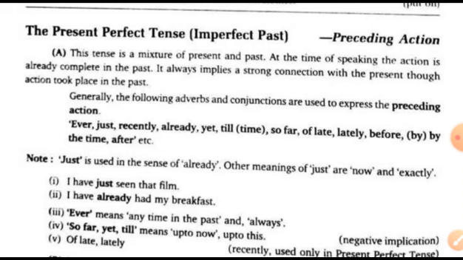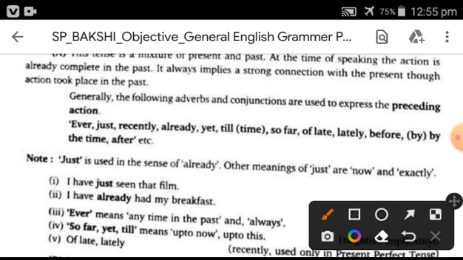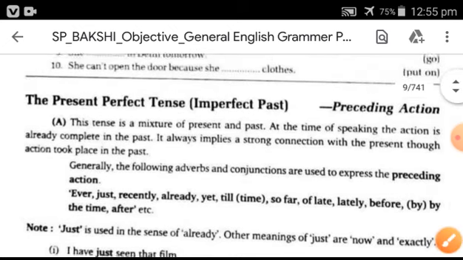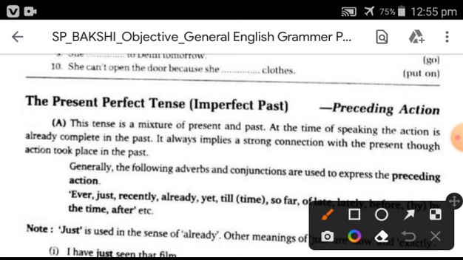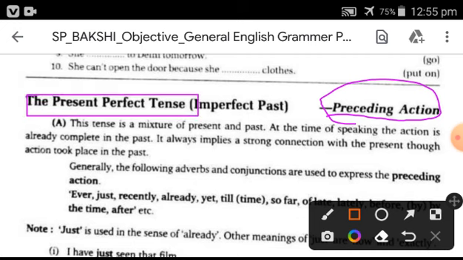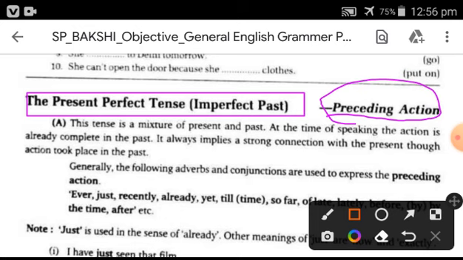The next tense is going to be my present perfect tense, or you can say preceding action. Mark my point. And the next tense is, as I said earlier, the present perfect. Let us check it out with its definition first before going on to its problems.